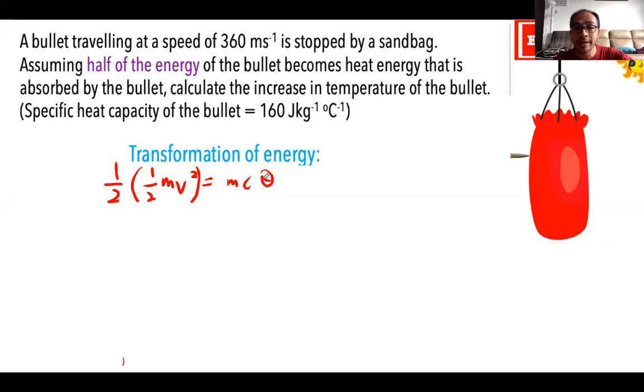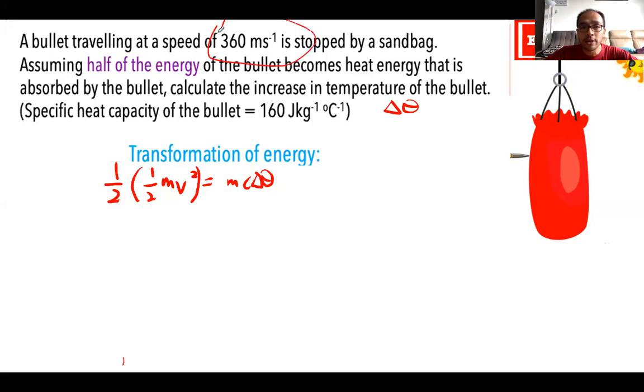Okay, so let's calculate the increase in temperature. So we want mc delta theta. The increase in temperature is, kita mau tahu delta theta. We're not interested in the initial and the final temperature. Saya mau tahu berapa dia punya kenaikan. Okay, so delta theta is what we want to find. So let's substitute everything in, everything that we can.